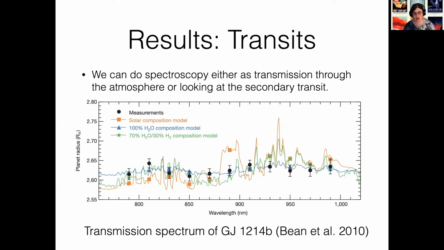Now we do need these models to compare to. You can see this particular planet, GJ 1214b, is pretty spectrally gray. It's pretty boring. And only the fact we've done these models and compare things to the models lets us kind of figure out, oh, we can rule out some stuff.